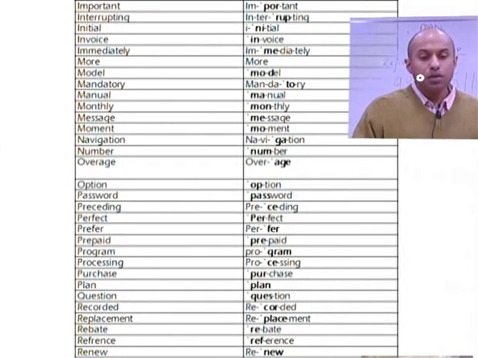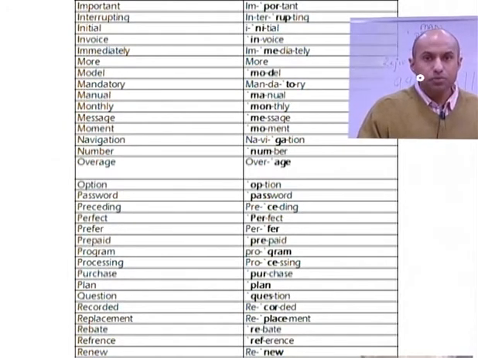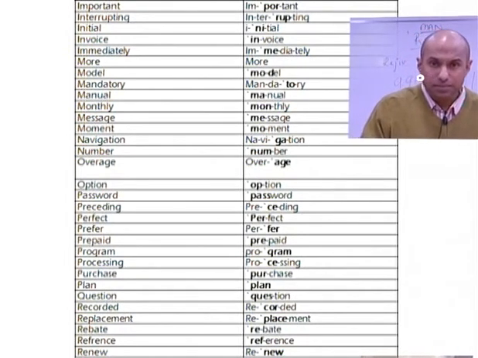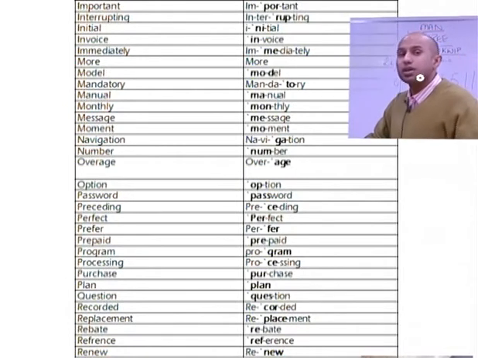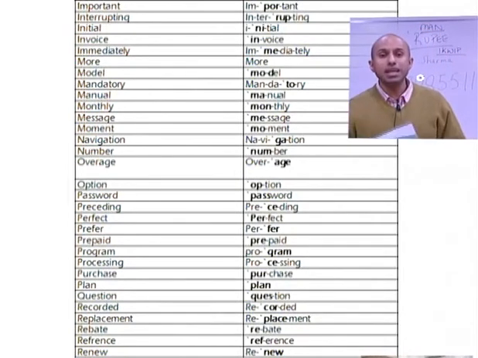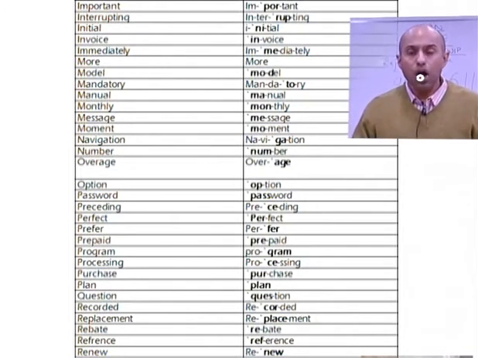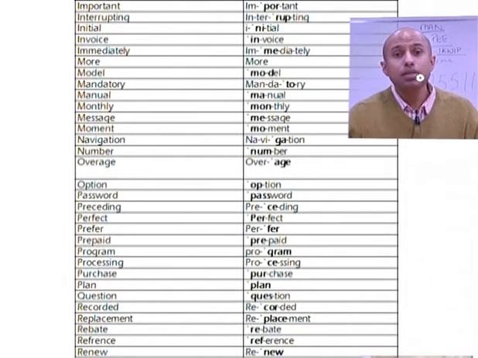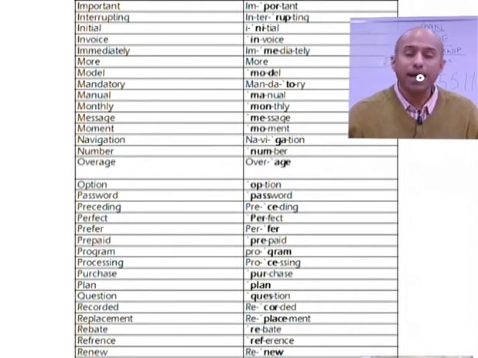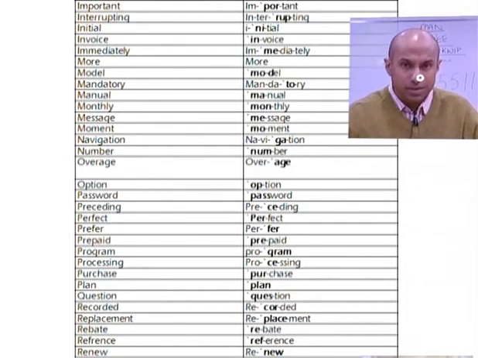Then we have the next one, processing. Not process, but processing. And we have the word process, P-R-O-C-E-S-S. The process of correcting the examination papers is lengthy. Yes, the process of, and the verb is processing.